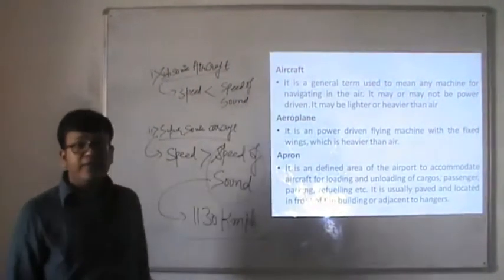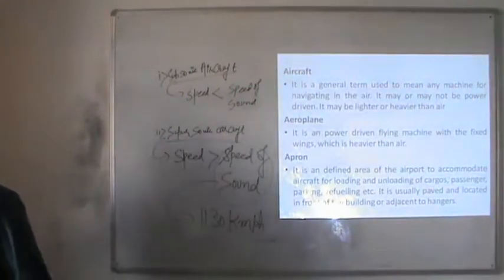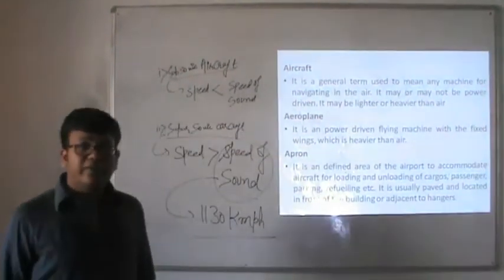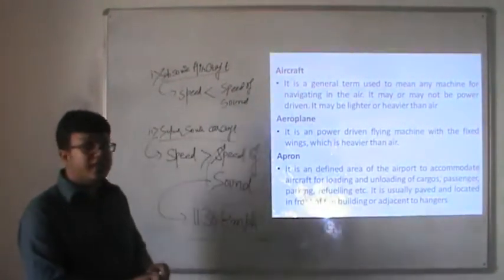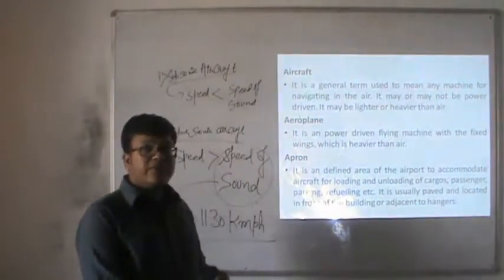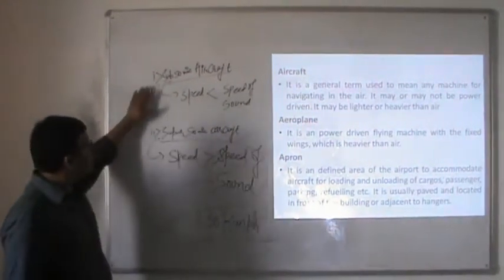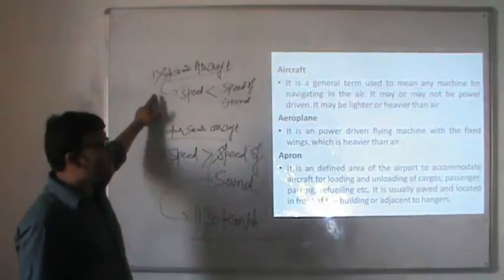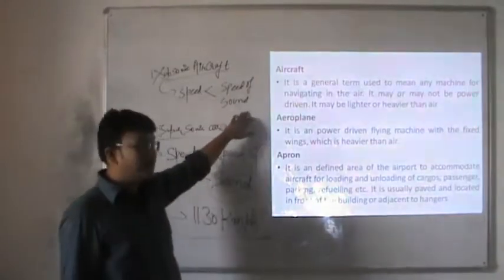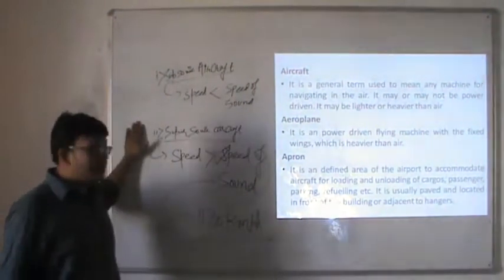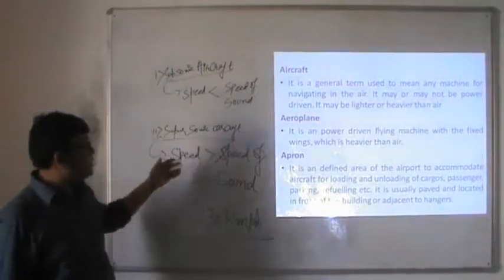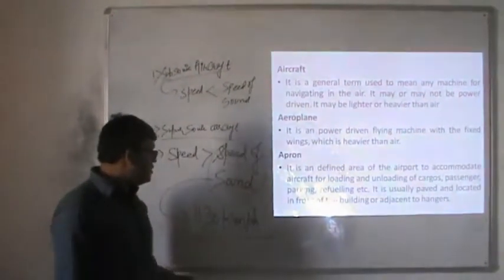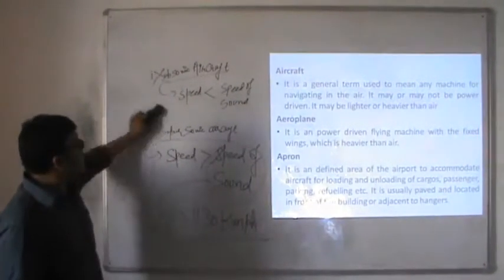So this is what the aircraft is: a flying machine which may be power driven or may not be power driven, and may be heavier or lighter than the air. These aircraft are generally classified into two categories, subsonic and supersonic. Subsonic aircraft have a speed less than the speed of sound, and supersonic aircraft have a speed greater than the speed of sound, which is nearly about 1130 kmph.